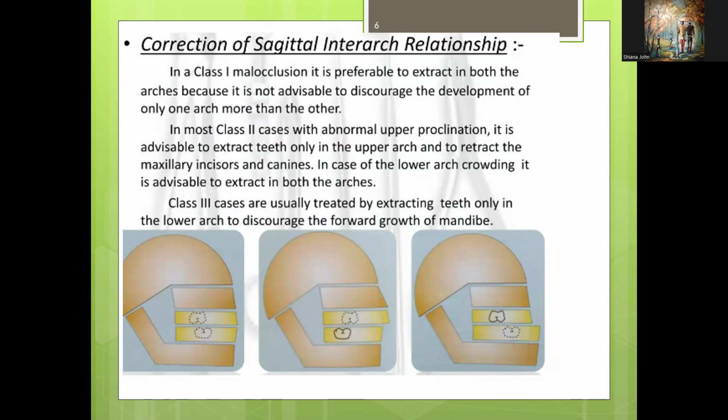Coming to correction of the sagittal interarch relationship. In a class 1 malocclusion, it is preferable to extract in both the arches because it is not advisable to discourage the development of only one arch more than the other. In most class 2 cases with abnormal upper proclination, it is advisable to extract teeth only in the upper arch and to retract the maxillary incisors and canines. In case of lower arch crowding, it is advisable to extract in both the arches. Class 3 cases are usually treated by extracting teeth only in the lower arch to discourage the forward growth of the mandible.